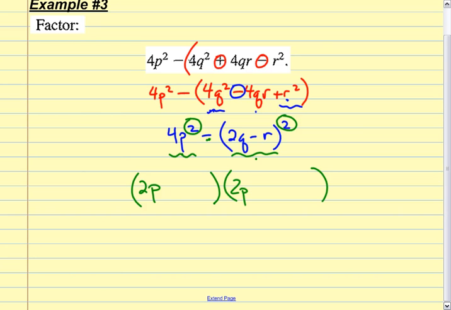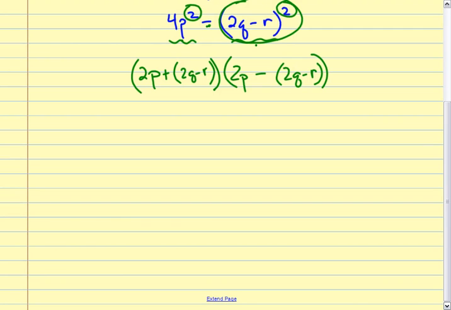I need 2q minus r in back of both of them, right? Because that's the square root of this thing. And I need a plus and I need a minus between them. Whew. Nice. Now I have 2 things being multiplied together, but you know what? I've got to simplify the stuff that's inside there. Okay, let's see what we get.